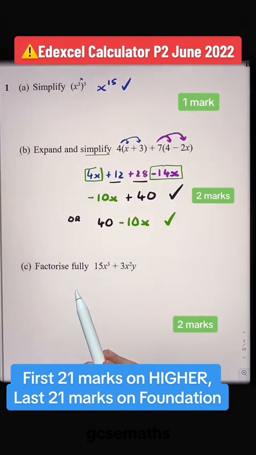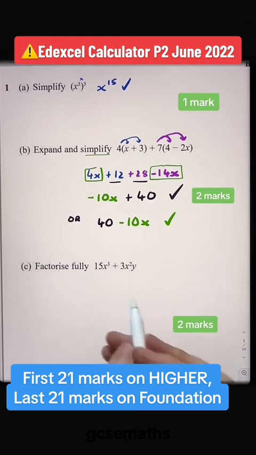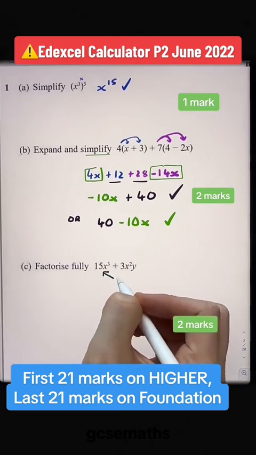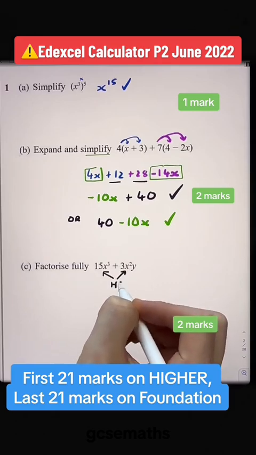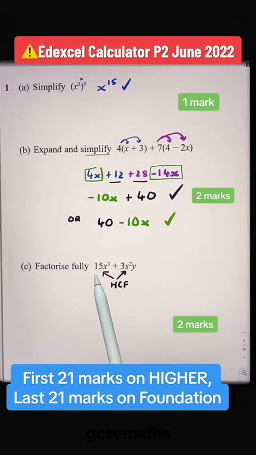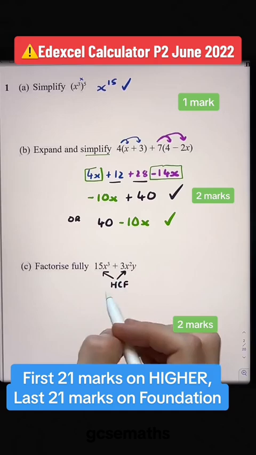Part C, factorise fully. Well, factorise means to put back into brackets. If we have two terms, we always try single brackets first. We want to factorise out the highest common factor of both numbers and letters from both terms. Looking at my numbers, here I've got 15 and 3. Well, the largest number, the highest common factor in 15 and 3, in this case is 3.